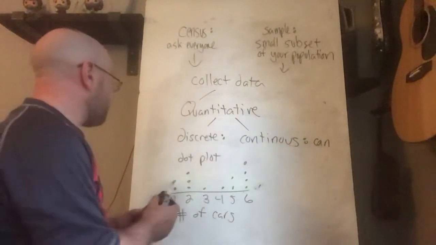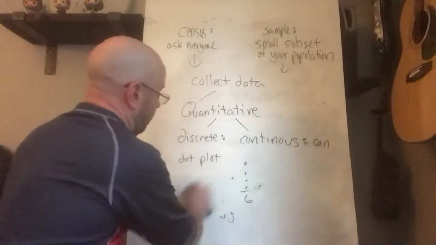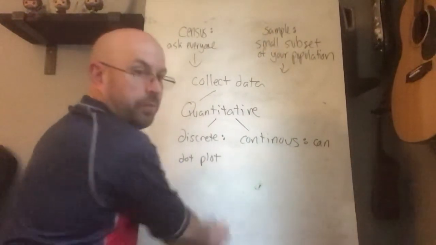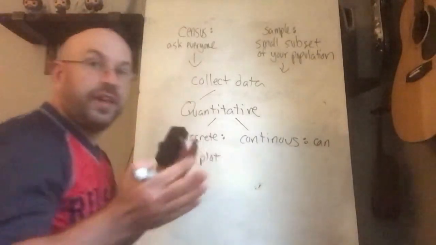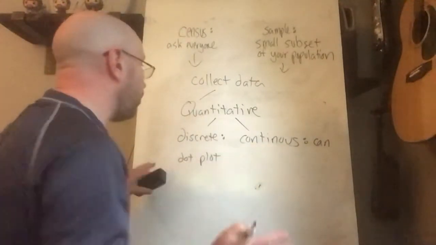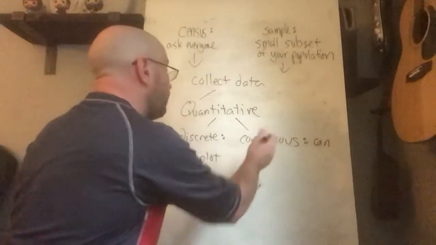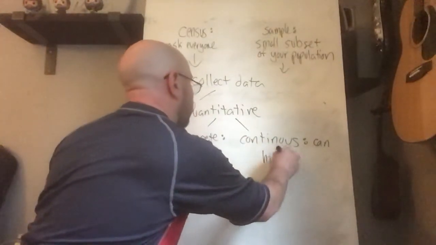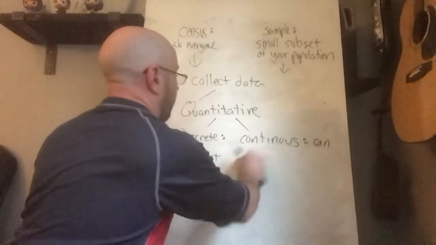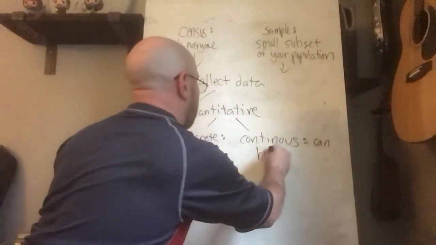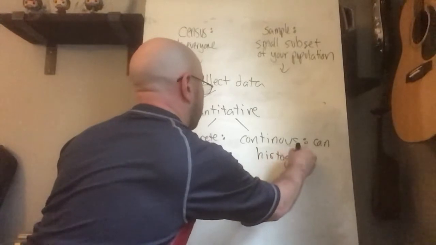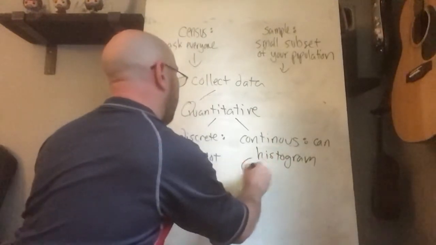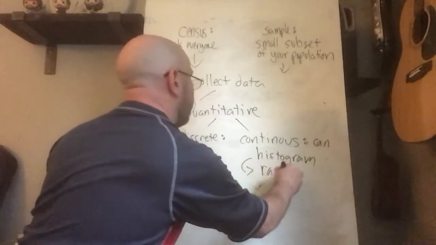Now another way you can do that, other than a dot plot, is a histogram as well, and that can apply in both cases here. Histograms are great for continuous data, because a histogram shows ranges of data on your x-axis.